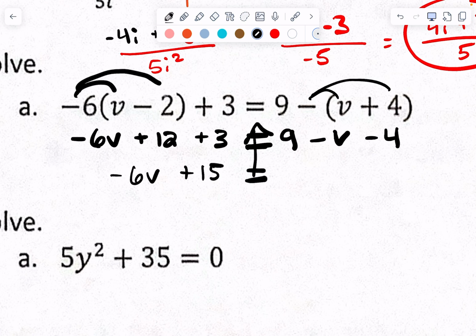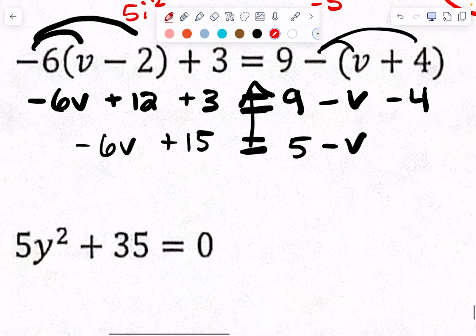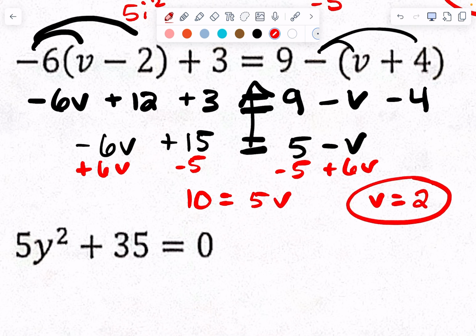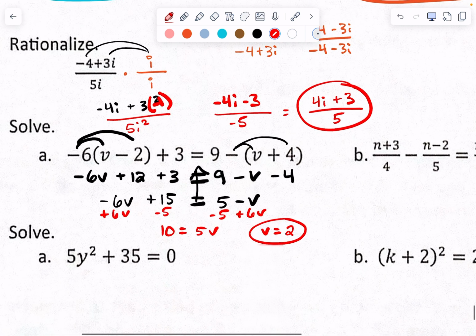And you guys may have skipped to this already. 5 minus v. Okay. What would you like to move? The 6. You add 6v, okay? Sure. And then you want to subtract the 5 at the same time? Yeah. So 10 equals 5v, v equals 2. Yeah, not too bad. We can do it.